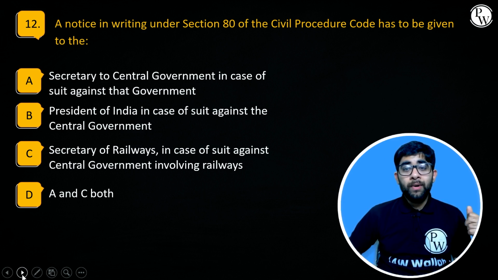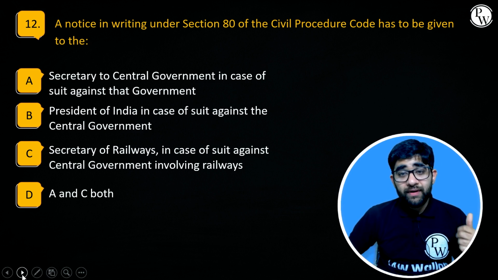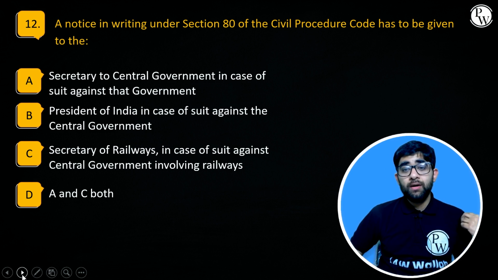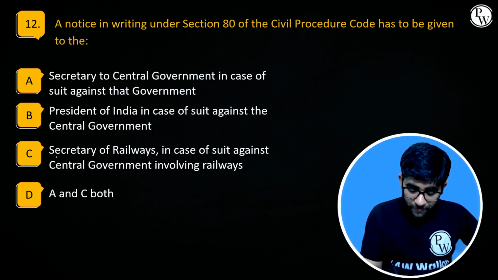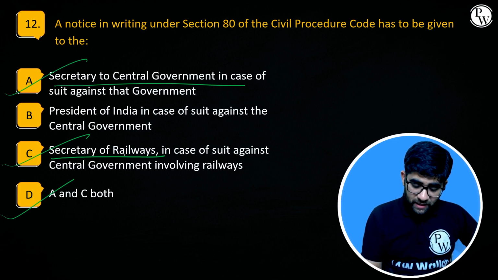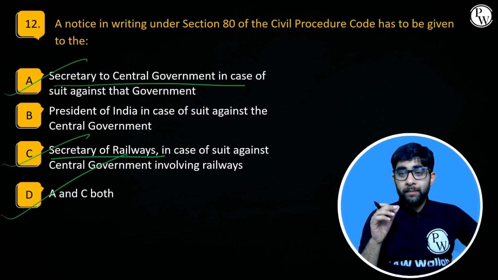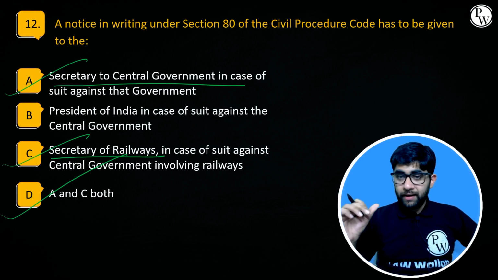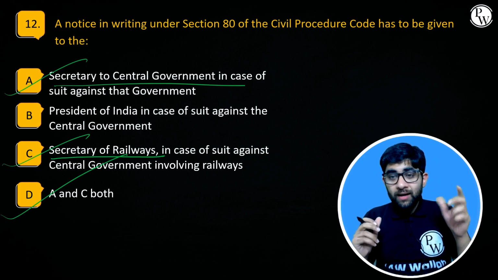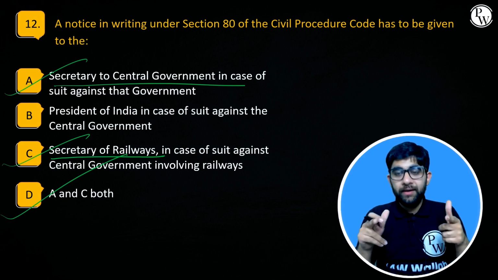Next, a notice in writing under Section 80 of the Civil Procedure Code has to be given to the Secretary to the central government in case of suit against the government, President of India in case of suit against the central government, Secretary of Railways in case of suit against the central government involving railways. A is correct, C is correct, answer is A and C both. Because the government is made a party through the Secretary. So there should be a legal person or living person who will be representing them in court, that is the Secretary.